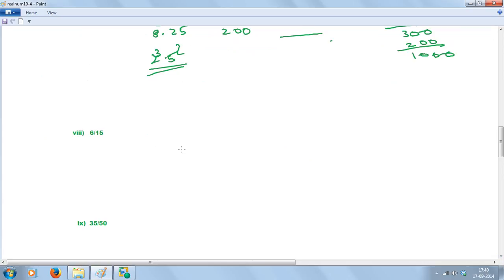So we'll try some more problems. What is 6 divided by 15? First we have to cancel common factors. 6 divided by 15, divided by 3, is equal to 2 divided by 5. This is simply 0.4. So it is terminating. Here we have got a terminating decimal.